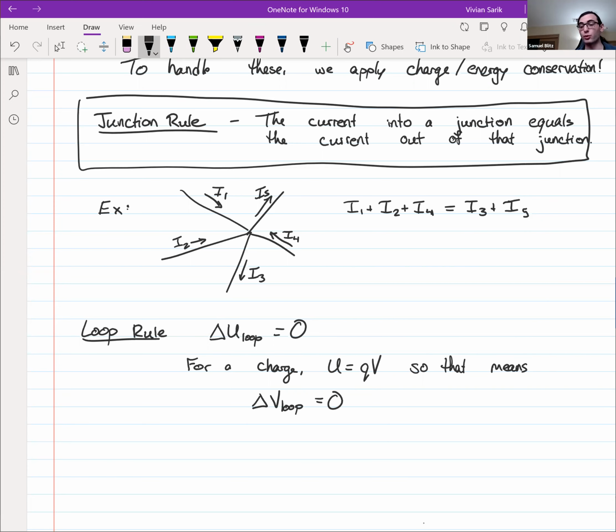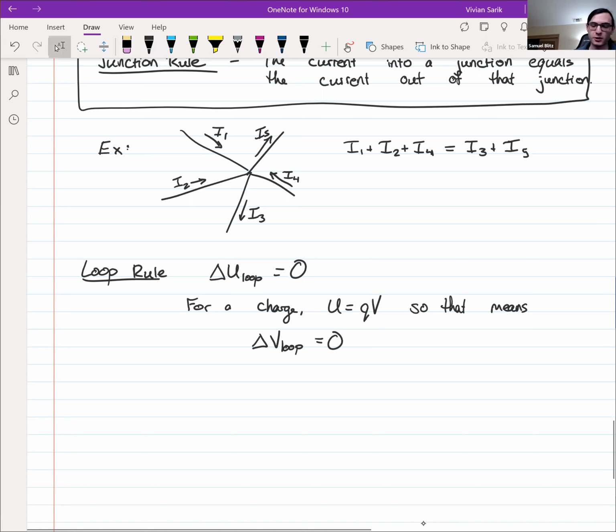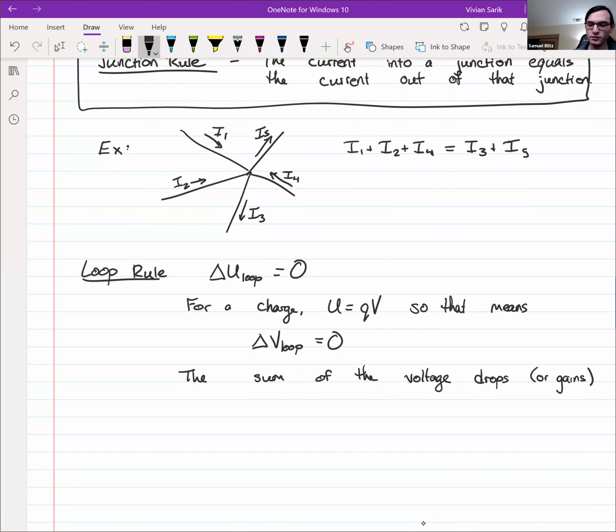And so the loop rule, in words, is that the sum of the voltage drops or gains around any closed loop is 0. Put a box around that. It's important.